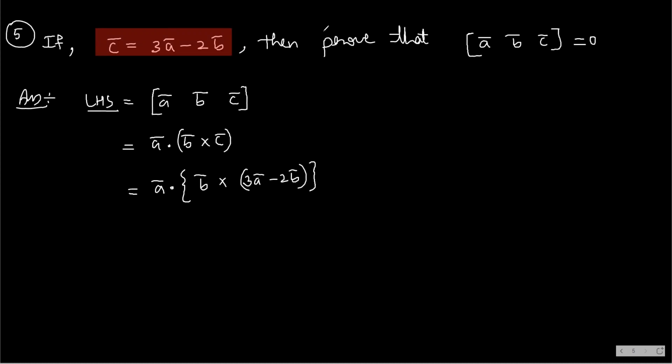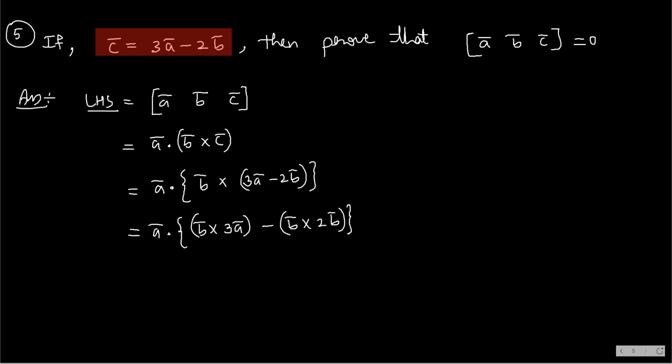Now once again, what I taught you earlier in the earlier two problems, you will distribute cross over difference. So the next step that you get is A bar dot, inside the bracket, B bar cross 3A bar minus B bar cross 2B bar. Now B bar cross 2B bar will be 0. This whole thing will be a zero vector. Don't write simply 0. It is a cross product, and cross product is always a vector. So you will write 0 bar.